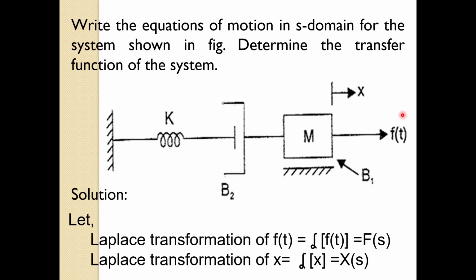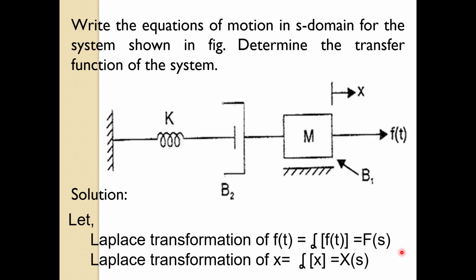How we will assume, we will see in the next slides. So initially, what is our input? F of t, and what is our output? X. So Laplace of f of t is F of s, Laplace of x is X of s. So input is F of s in Laplace, output is X of s in Laplace. So what is the transfer function? Laplace of output by Laplace of input, that is X of s divided by F of s.